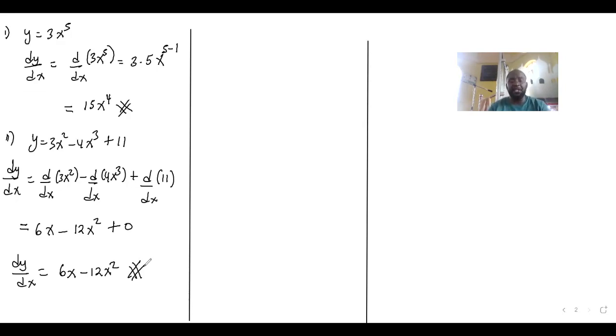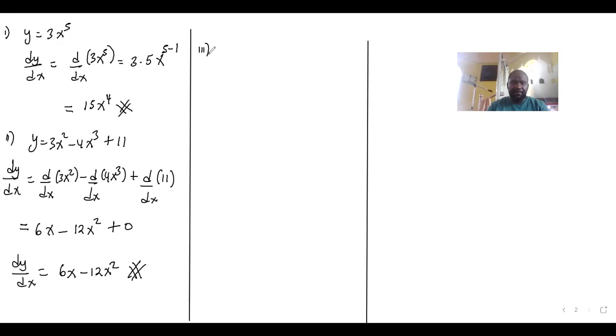Meaning we have differentiated the 2 for the first term to meet the 3, becoming a 6. The 2 has reduced the power by 1, so it became 6x power 1. Then the 4x cubed, the 3 was differentiated by bringing it forward to confirm a 12. Then the x power 3 reduced to 2 by subtraction of the power, giving us 12x power 2.